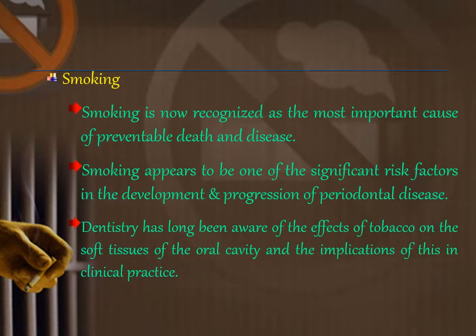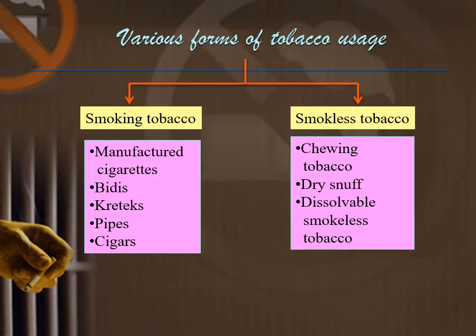Smoking is now recognized as the most important cause of preventable death and disease. Smoking appears to be one of the significant risk factors in development and progression of periodontal disease. Dentistry has long been aware of the effect of tobacco on the soft tissue of the oral cavity and the implication of this in clinical practice. There are various forms of tobacco usage, that is smoking and smokeless. Smoking forms are manufactured cigarettes, bidis, kretek, pipes and cigars. And smokeless forms are chewing tobacco, dry snuff, and dissolvable smokeless tobaccos.